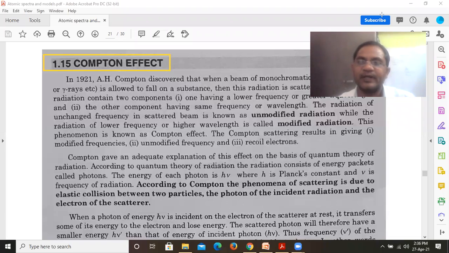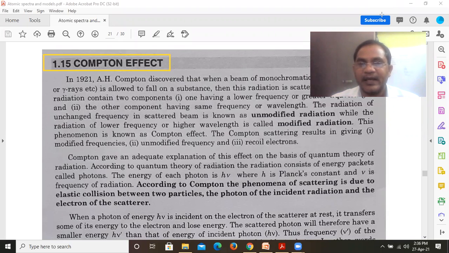I'm very happy to share another lecture on Compton Effect. In 1921, A.H. Compton discovered this effect. Named after that scientist, we call it the Compton Effect. So what is Compton Effect?